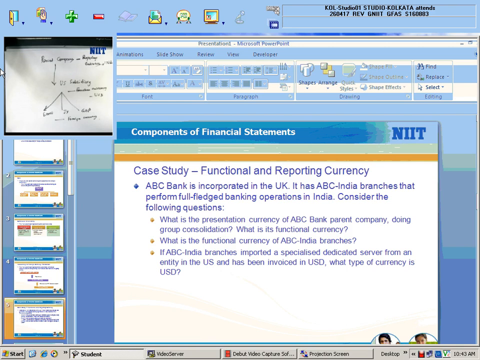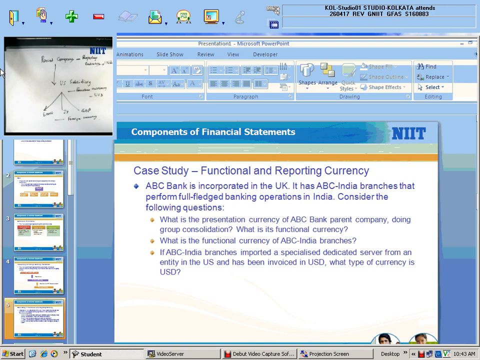Now consider the following questions. What is the presentation currency of ABC Bank parent company while doing group consolidation? The presentation currency of the ABC Bank parent company which is incorporated in the UK will be GBP. Even when doing the group consolidation, the presentation currency will be GBP. The functional currency of ABC Bank parent company is also GBP. But the functional currency of ABC India branches, Standard Chartered Bank of India branches in India or Barclays Bank branches in India will be Indian rupee.